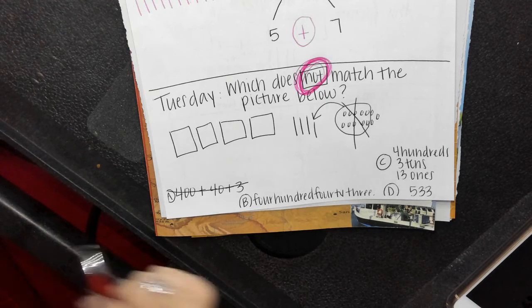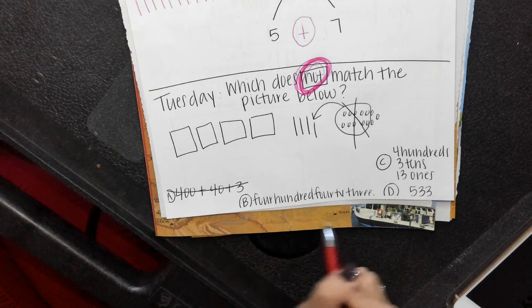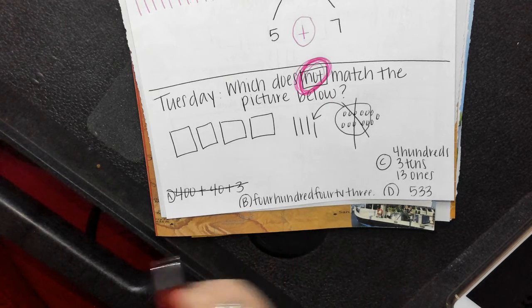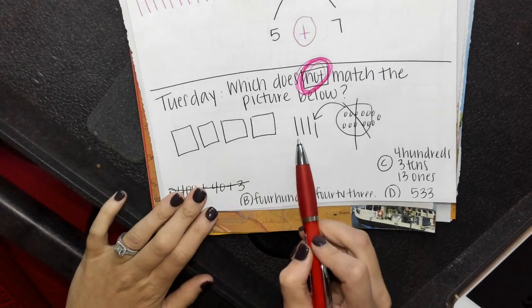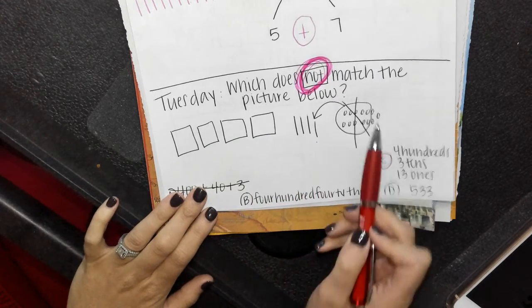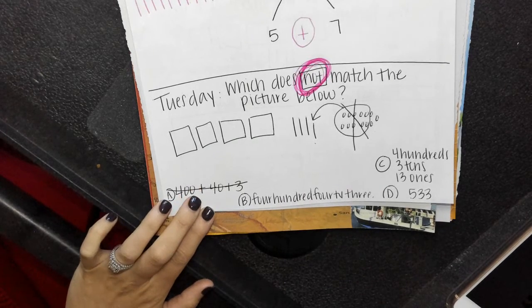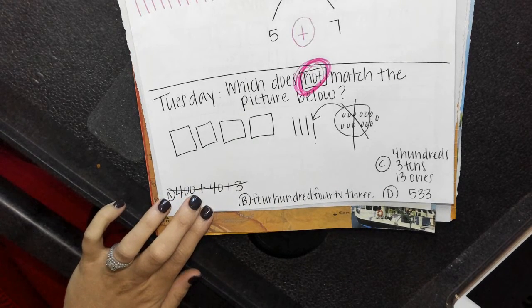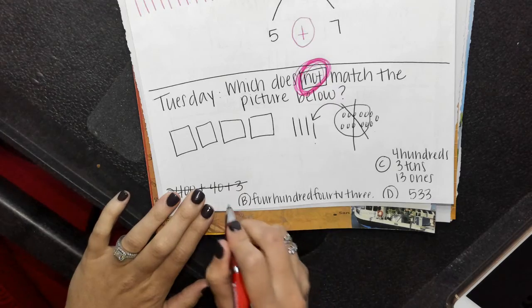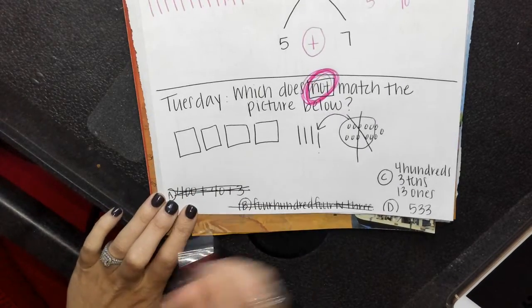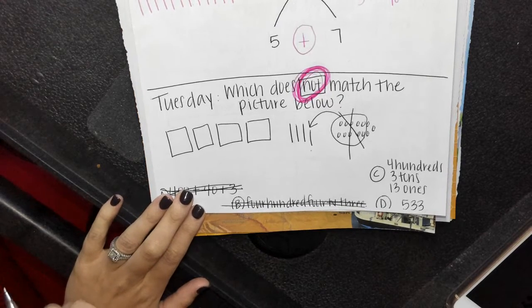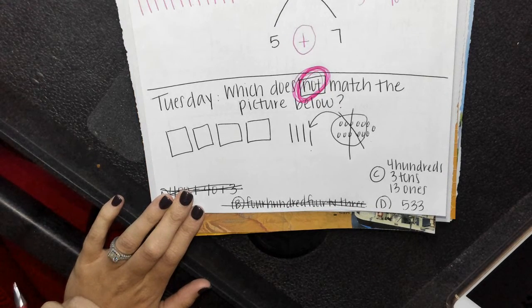Then in word form, it says 443. Well, I have 443. Is that correct? Yes. Is that the right answer or wrong answer? Right answer. And we don't want that, do we? No. We want the wrong answer. Why? Because it says not.